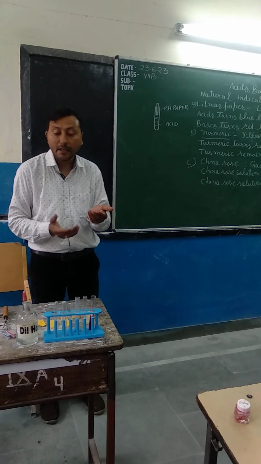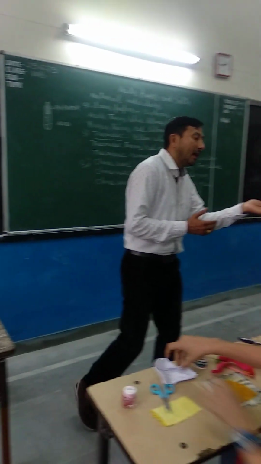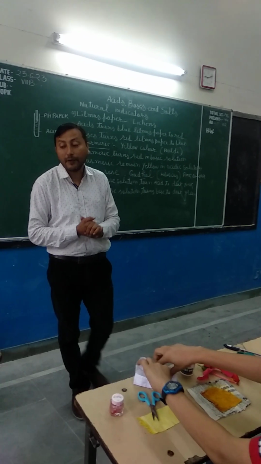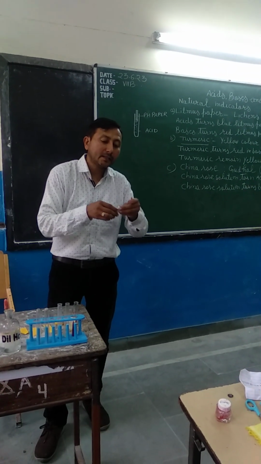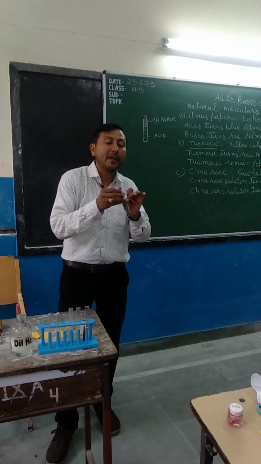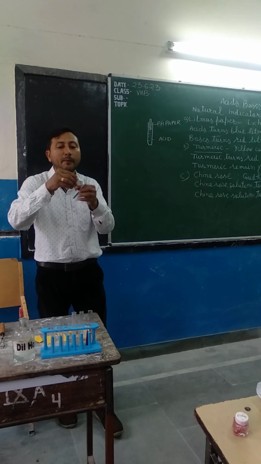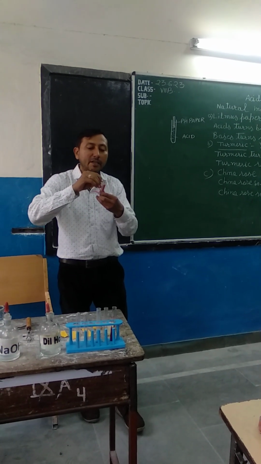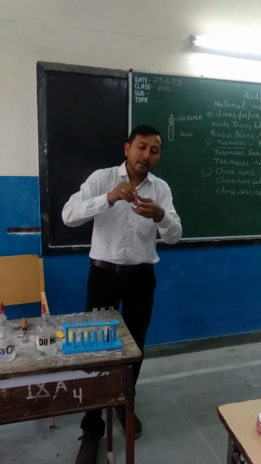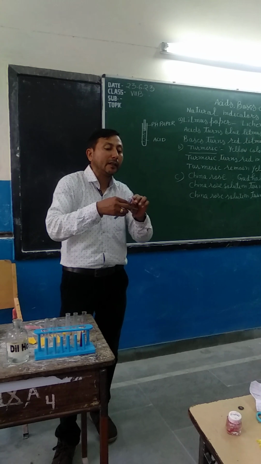The substances which give a different color with acids and a different color with bases are called indicators. We will talk first about litmus as an indicator. Litmus is a paper obtained from a plant called lichens. I have two colored papers, a blue one and a red one. I will take one strip from each and check what color it gives with acid and what color it gives with base.